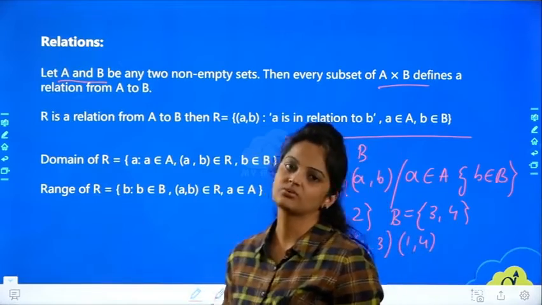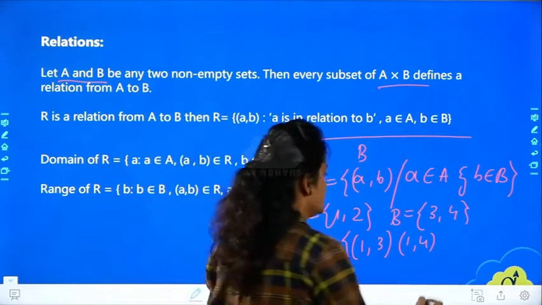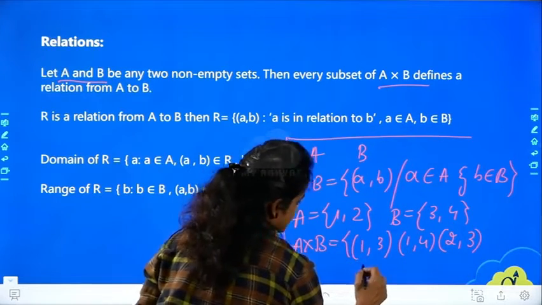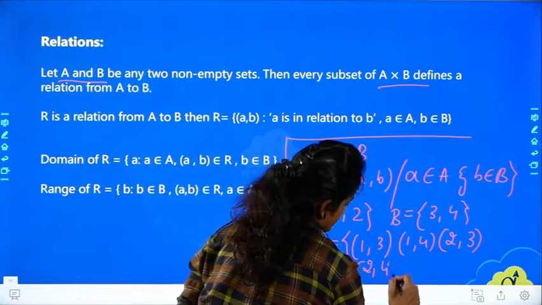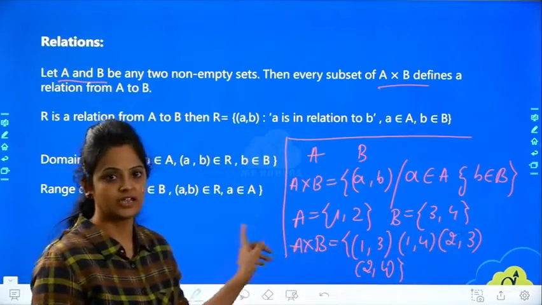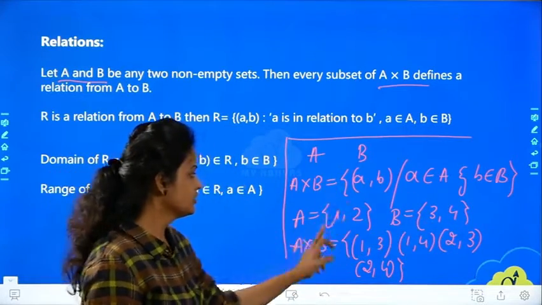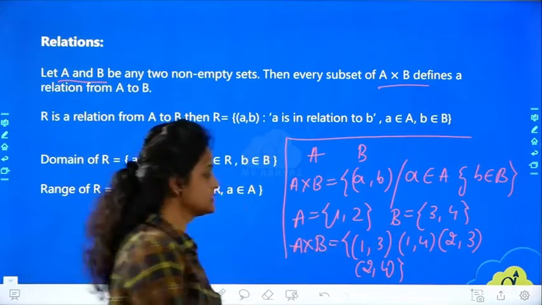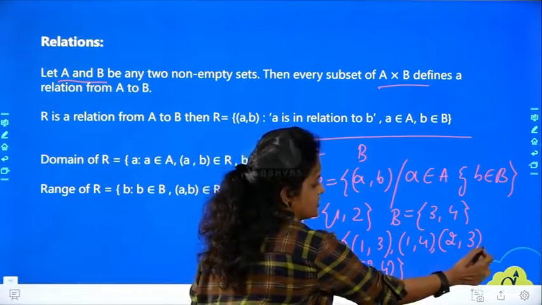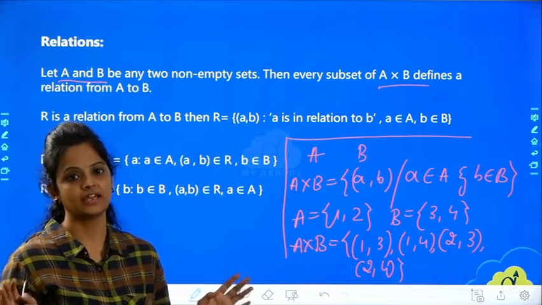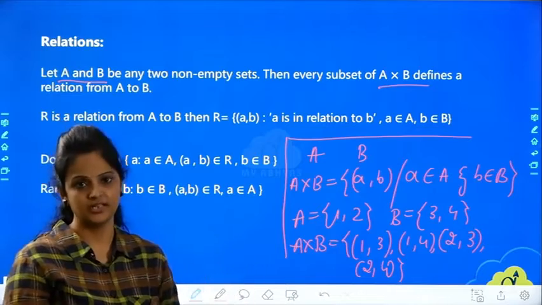All this you have studied in class 11th. I am just quickly revising everything, so that those who haven't studied it or haven't understood this topic will get clarity. Now this is how it is written. A cross B means {(1, 3), (1, 4), (2, 3), (2, 4)}. Because this is a set, you should have commas in between. Is that clear? So there is no restriction in writing A cross B. All the ordered pairs will be there.